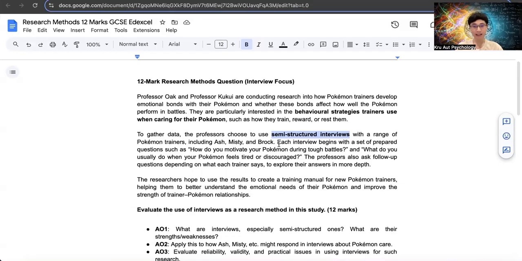Okay, each interview begins with a set of prepared questions such as, how do you motivate your Pokemon during tough battles? And what do you usually do when your Pokemon feels tired or discouraged? The professors also ask follow-up questions depending on what each trainer says to explore their answers in more depth. So this is what we know, and this is the final part.